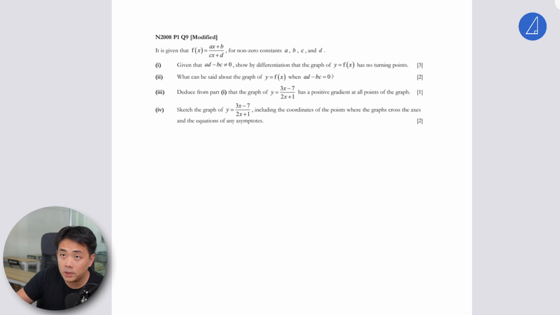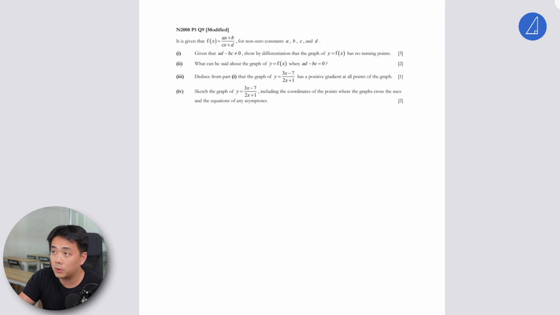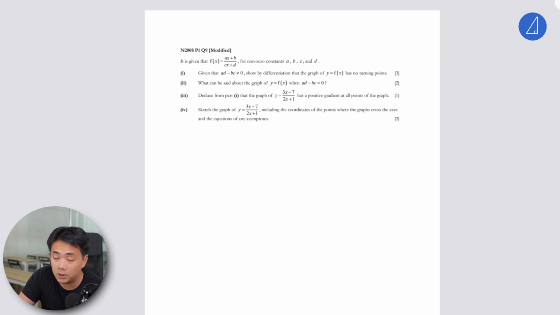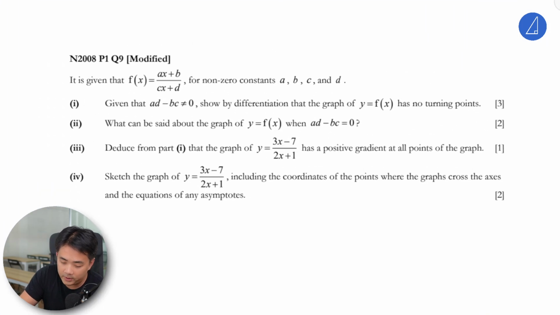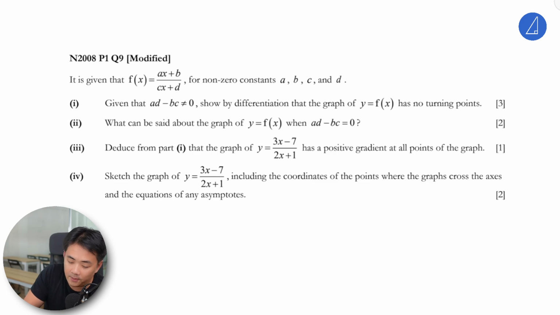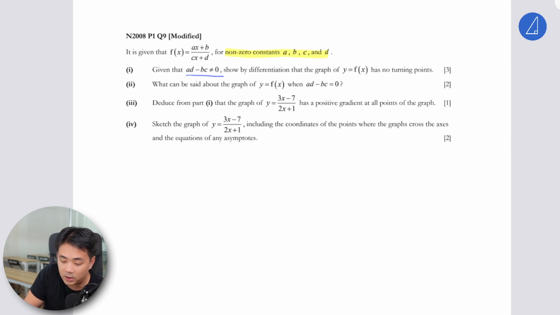Hi students, let's look at this question which was taken from the year 2008 paper, question 9. It's modified by one of the school tutorials, I believe Hwa Chong Institution. It is given that f(x) is (ax + b) over (cx + d) for non-zero constants. Okay, a, b, c, d are all non-zero. And we are told, given that ad minus bc is not equal to 0, show that by differentiation f(x) has no turning point.